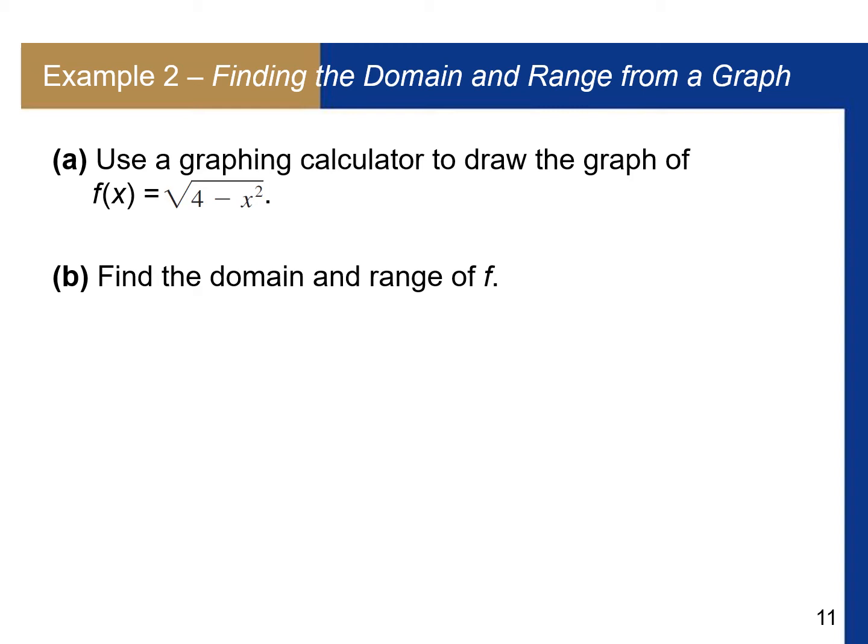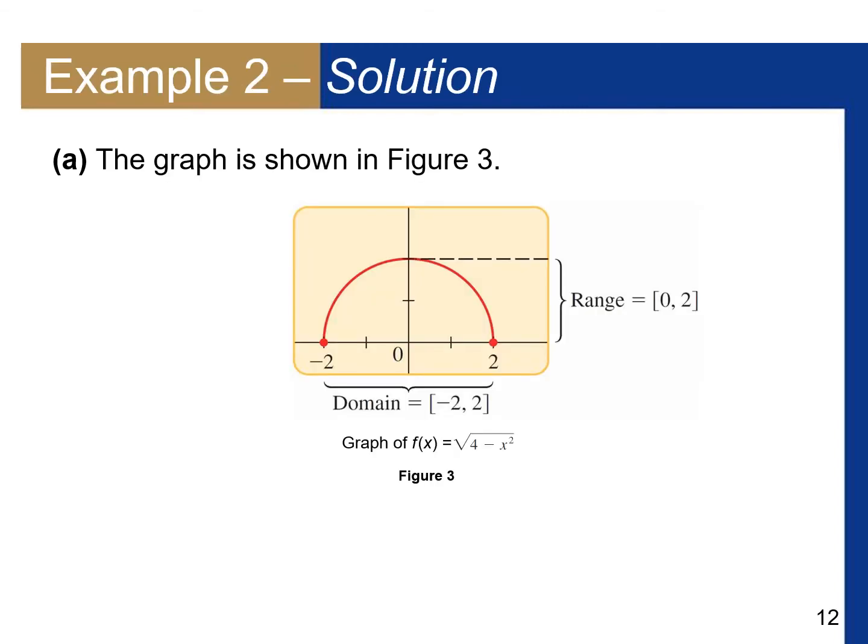Now I can use a graphing calculator to draw the graph of f of x equals the square root of 4 minus x squared. Notice we're just looking at the positive square root of 4 minus x squared. So let's find the domain. So here is the graph. When I take a look at this square root of 4 minus x squared, I can say my domain will go from -2, including -2, to 2, including 2. That's why I have these closed circles right here. So my domain is this.